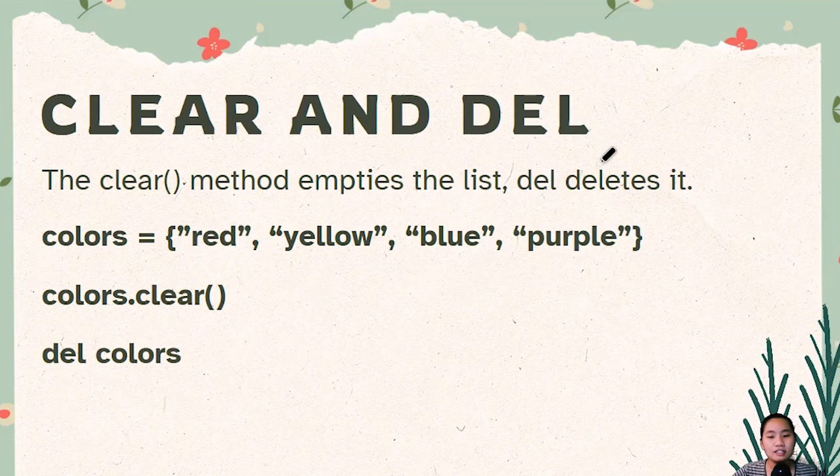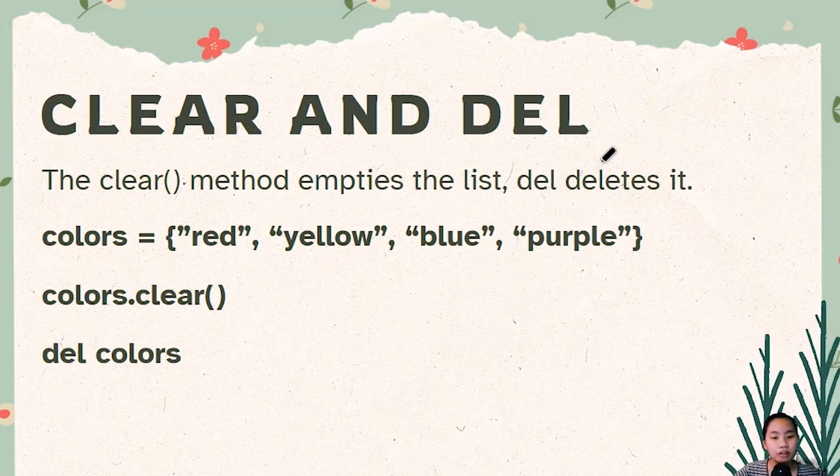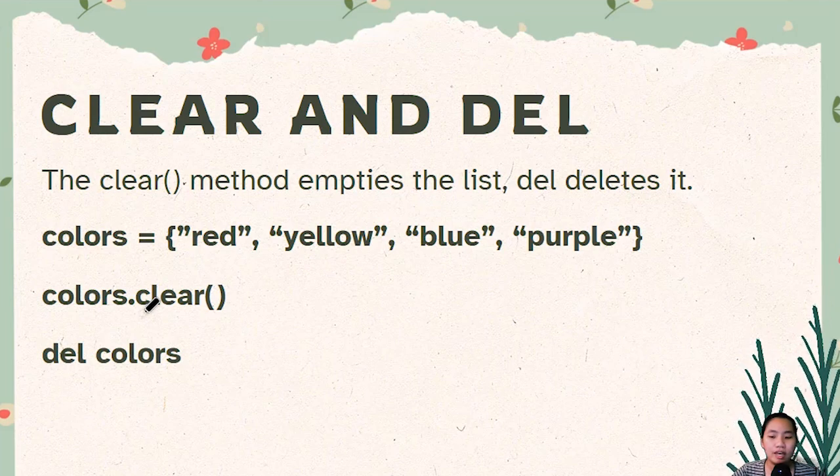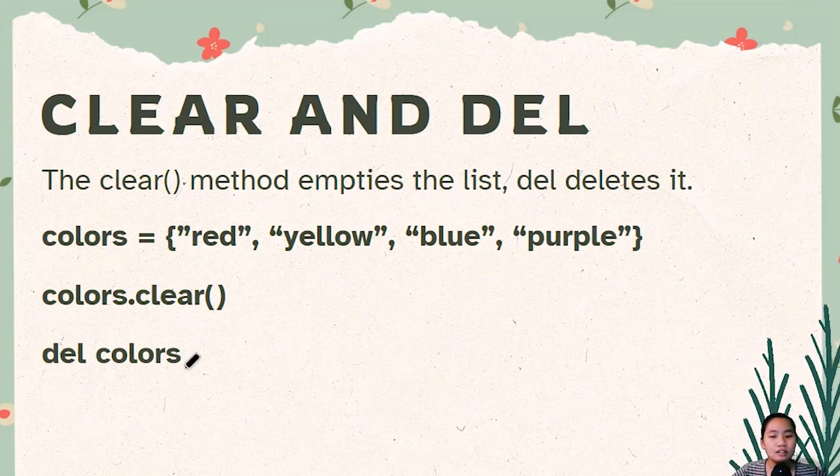Okay, last but not least, clear and del. Clear empties the list, del deletes it. If you make any reference to the deleted set, it will give you an error, okay? Now, clear follows the same syntax as remove and discard, as well as pop. But for del, you just put del colors, delete colors, and that's it.